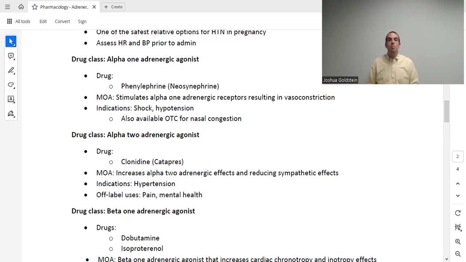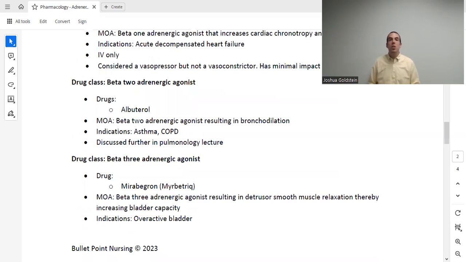Next drug class we have was beta-1 adrenergic agonists. We talked about antagonists, now we have agonists. So what are the drugs here? Dobutamine and isoproterenol. What are these going to do? These are going to increase the inotropic and contractility of the heart, making the heart beat even harder, even stronger. And we're going to talk about that also in a few minutes when we get to shock.